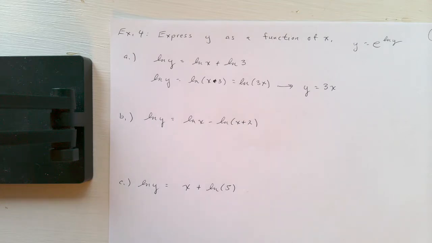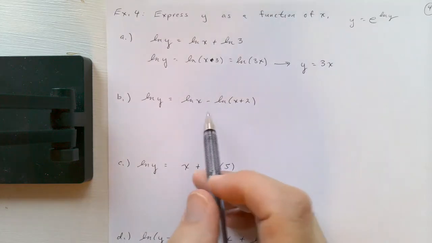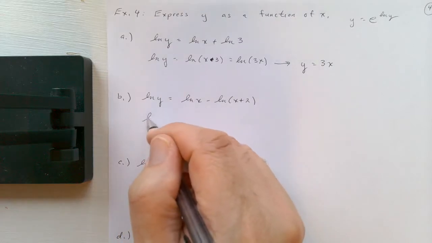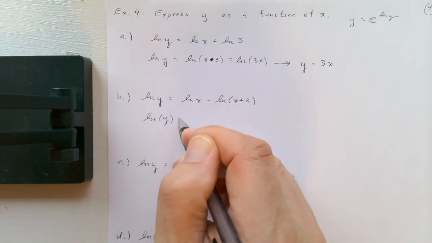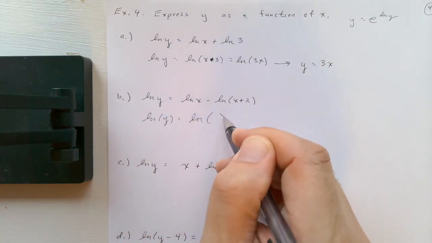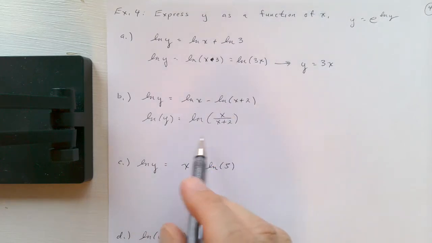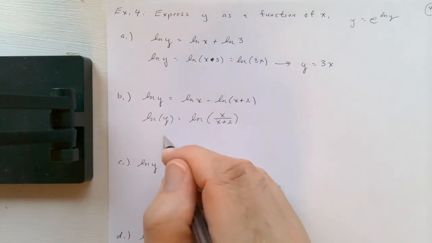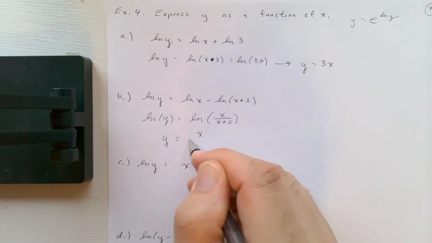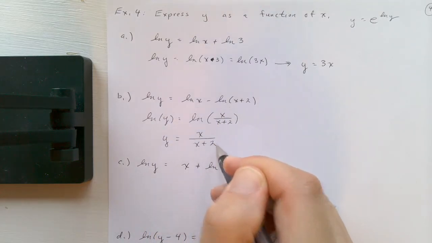You can do this again for part B. We have a difference of two logs. We see the natural log of y is the natural log of x divided by x plus 2. By the one-to-oneness of this log function, we get y equals x over x plus 2.